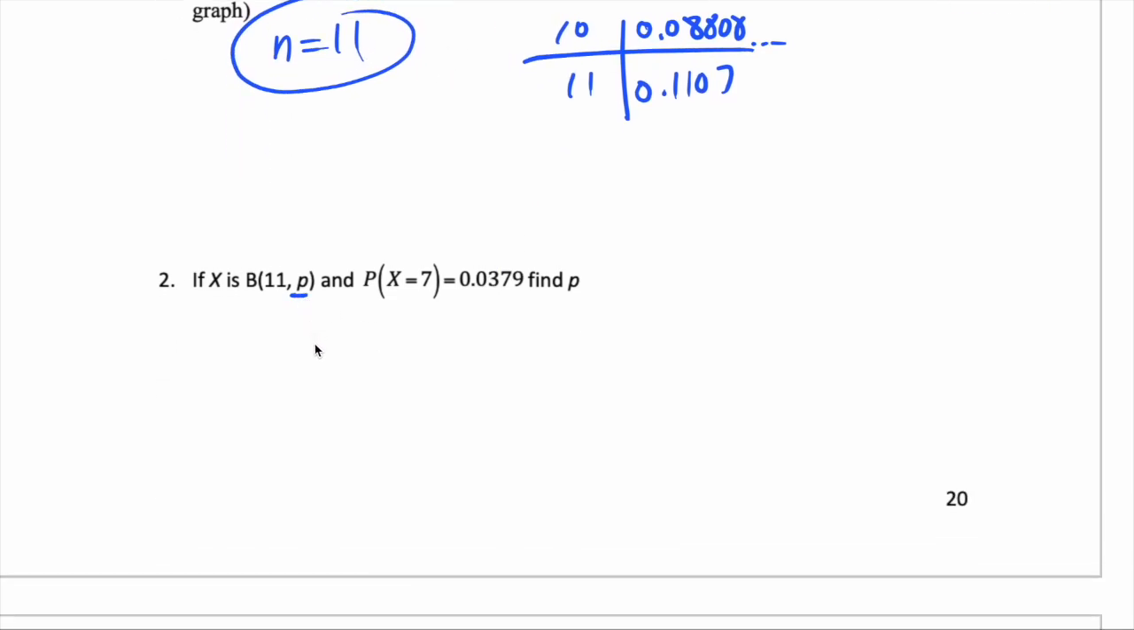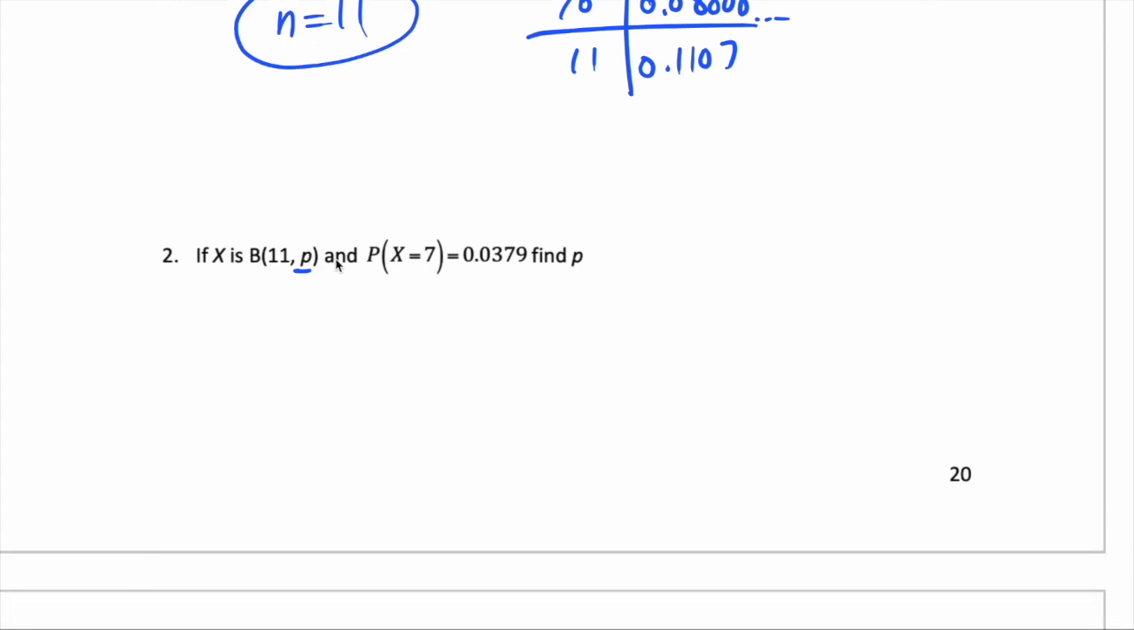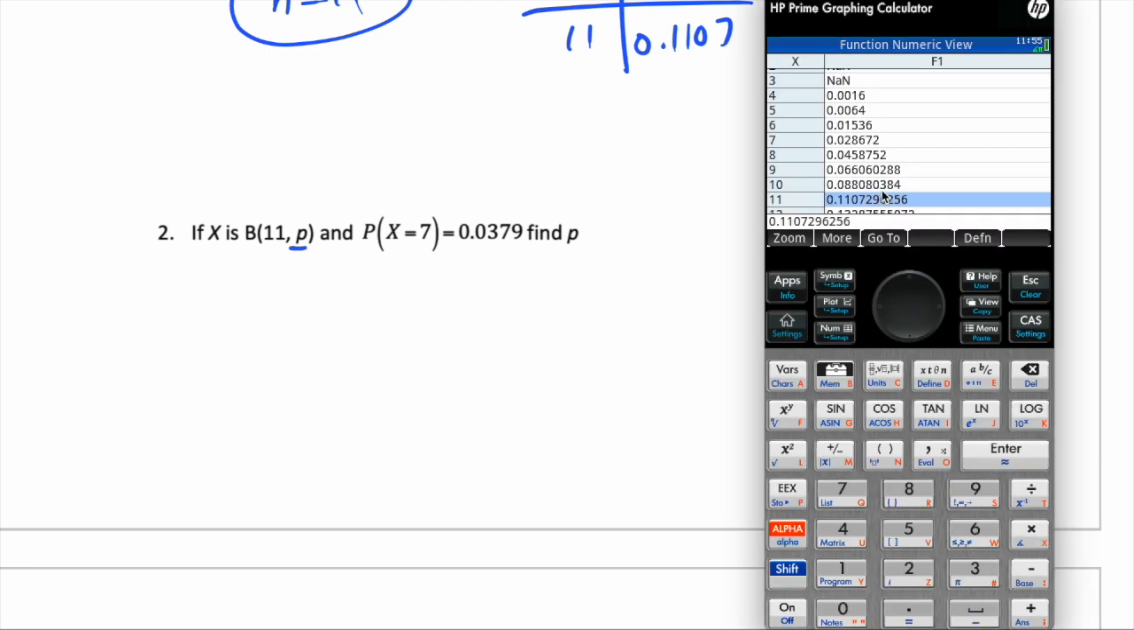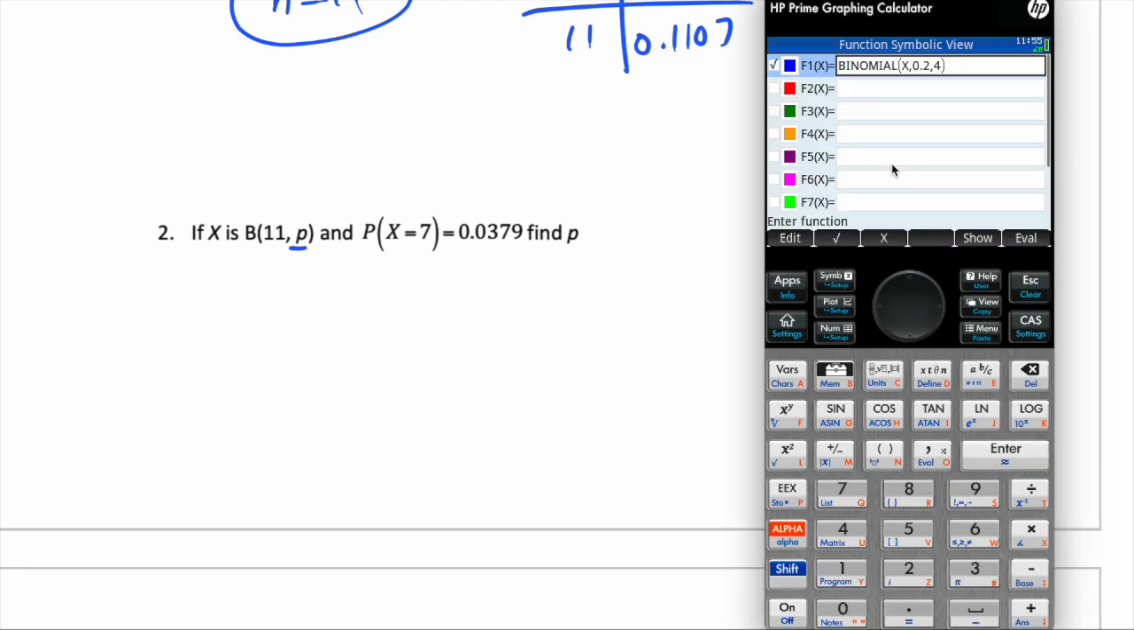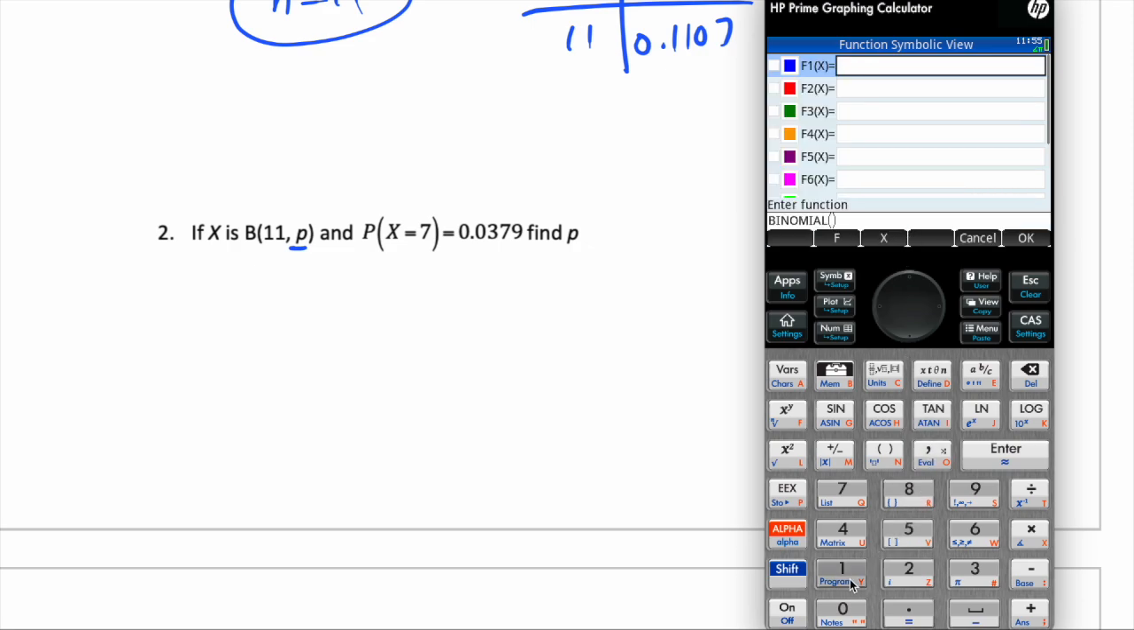Here's p. P is a probability, so it could be any number between 0 and 1. It's not like n, it doesn't have to be a whole number, so we can solve this by graphing. Okay, so let's go and do that. Let's type in the same thing. Actually, I should have just written over that. Alright, so 11, comma x, comma 7, and I can solve 0.0379.